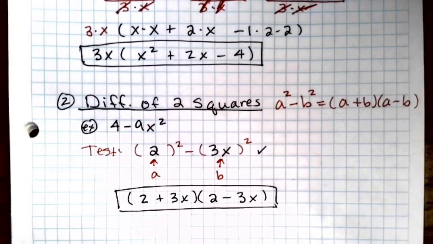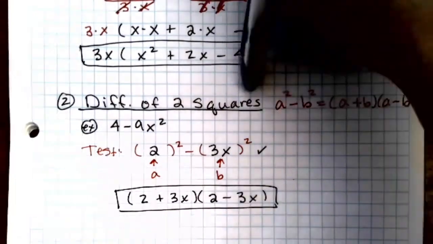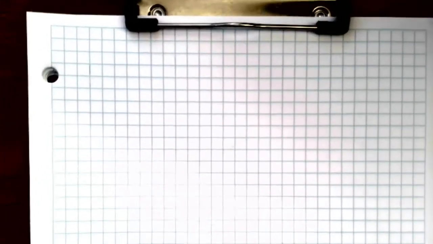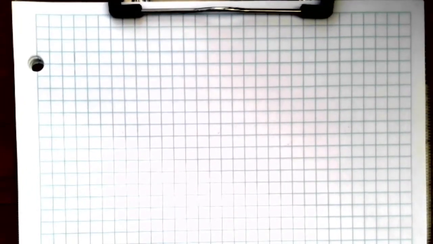Okay, so the third factor pattern we're going to go to, and I'm going to go to the top of a new piece of paper. This is the longer one.